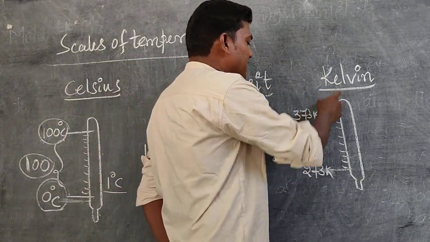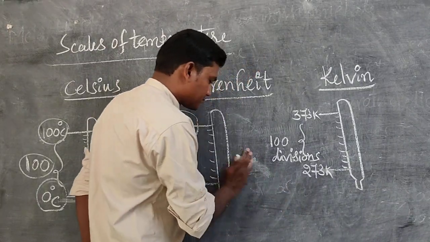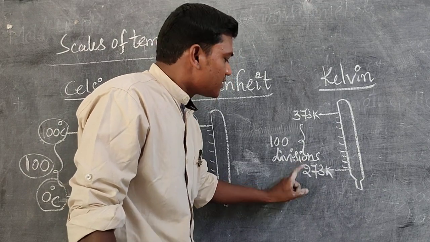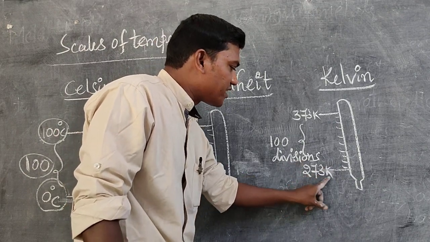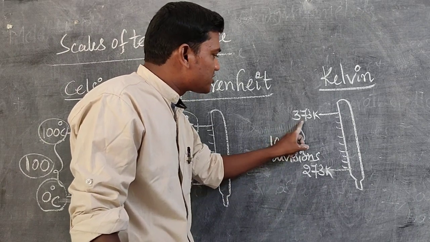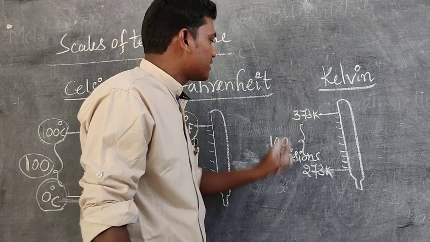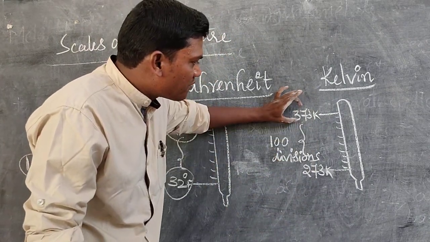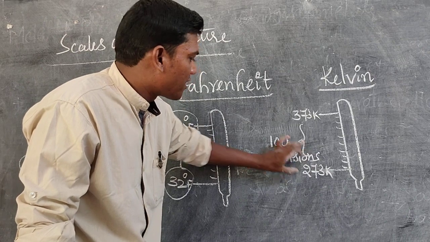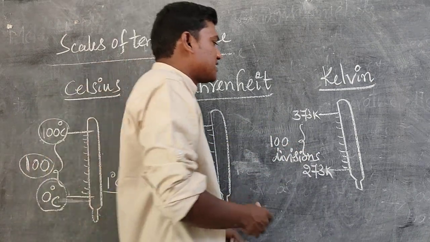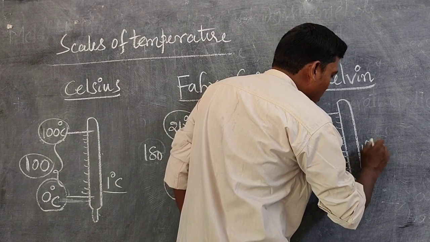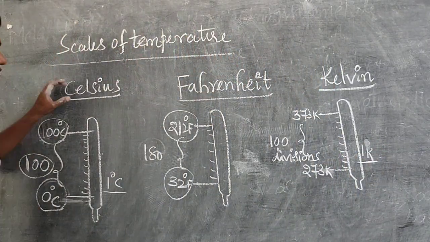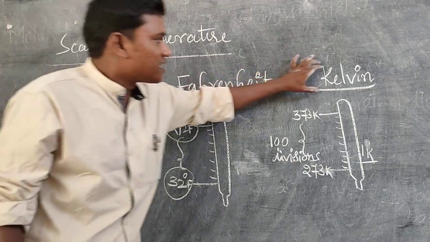Now come to the Kelvin scale. In the Kelvin scale, the lower fixed point, or the melting point of water, is 273 Kelvin and the upper fixed point, or boiling point of water, is 373 Kelvin. Here also we observe the difference between upper and lower fixed points. How many divisions are there? 100 divisions. That's why each division is 1 Kelvin. Sorry, here it is the Kelvin scale.